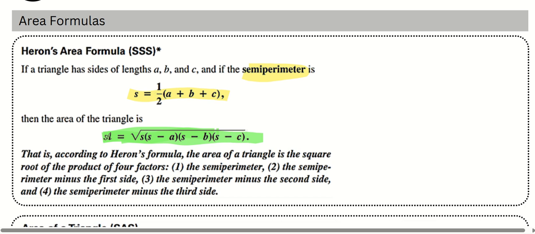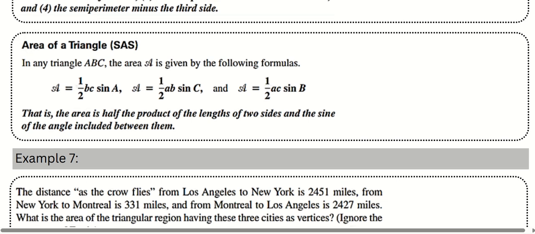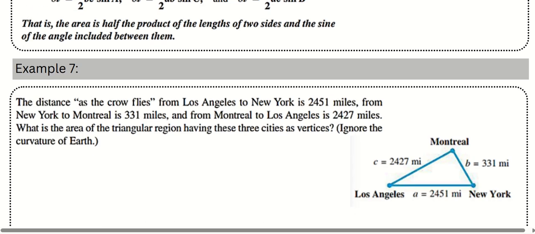So let's go ahead and start on one of those. And then the second area formula is one where you are given 2 sides and the angle in between the 2 sides, okay? So you can only find the area of these 2 types of triangles if you're given all the sides or if you're given the side angle side. So let's take a look at the first example here.